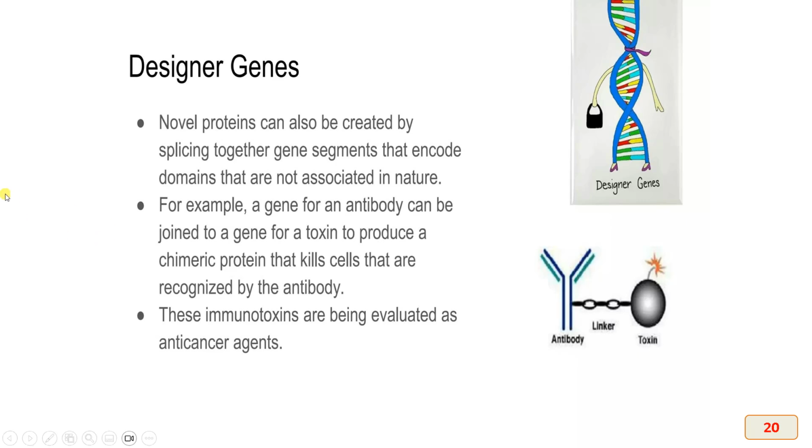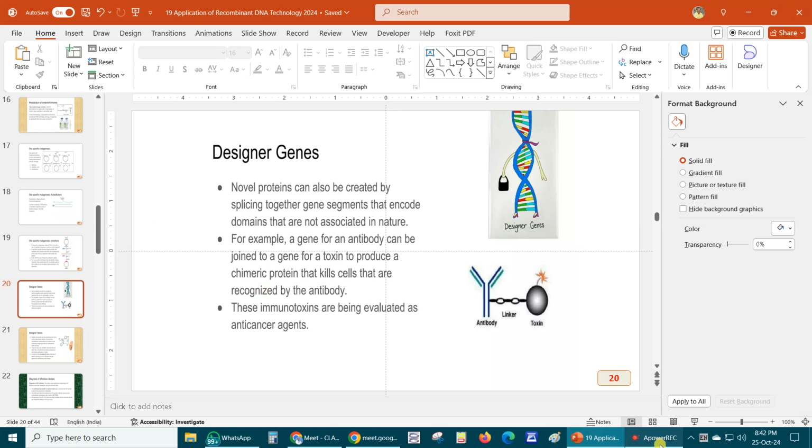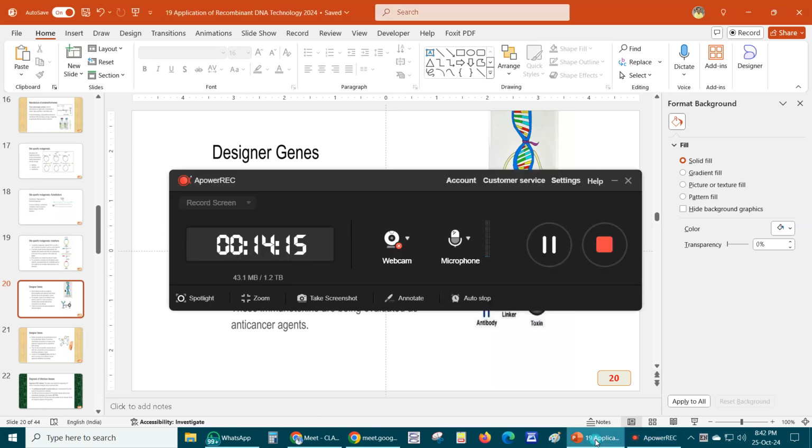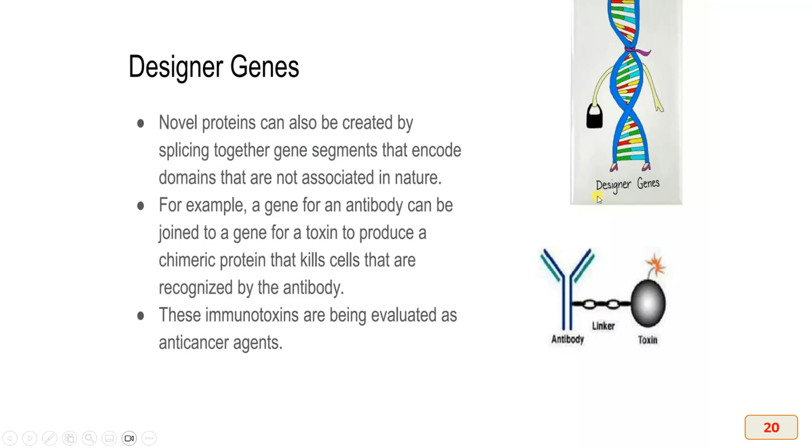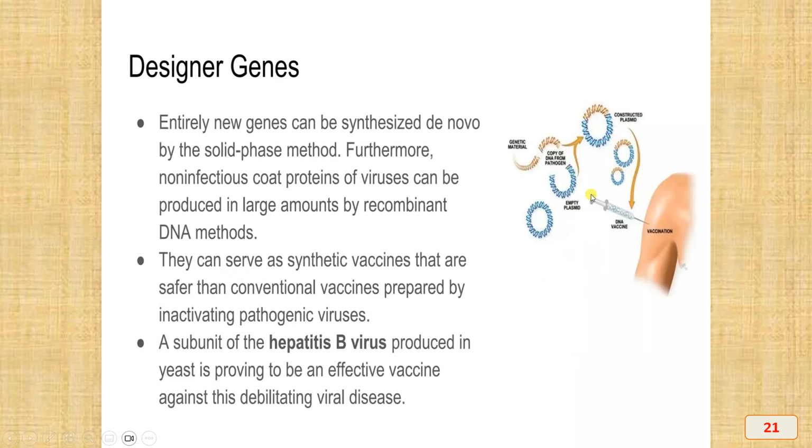So here the designer genes can be incorporated into the required type of genes, so that they are made equivalent, and immunotoxins are being evaluated as anti-cancer agents. And designer genes are entirely new genes, and they can also be used against hepatitis B virus; a vaccine produced in yeast cells is proving to be an effective vaccine against this debilitating viral disease.